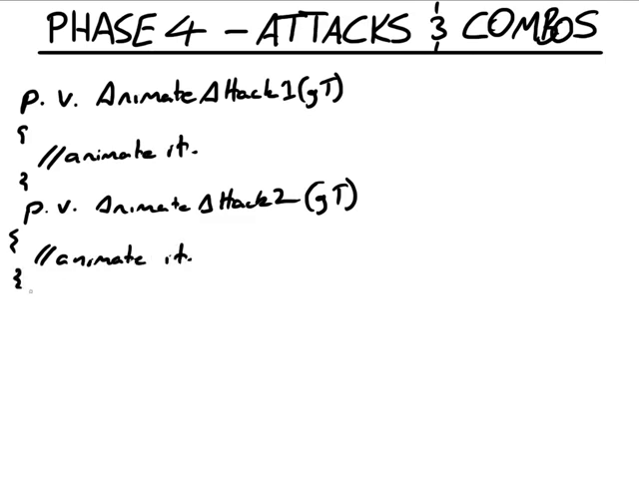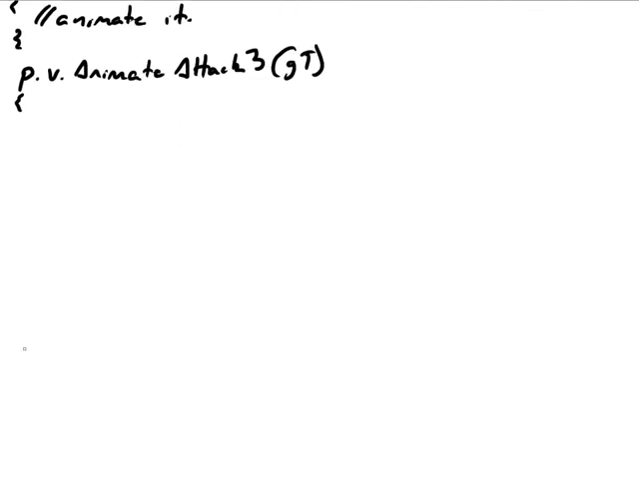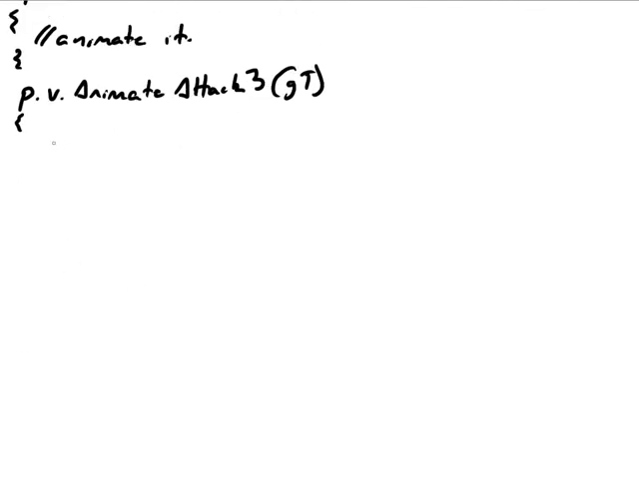Done. But now what about our animation for attack 3? This one's going to be slightly different, so we will write this one out. Private void AnimateAttack3, taking the in-game time. This one we'll write out, so we update current frame time. And then we check if we've gone over our frame limit.